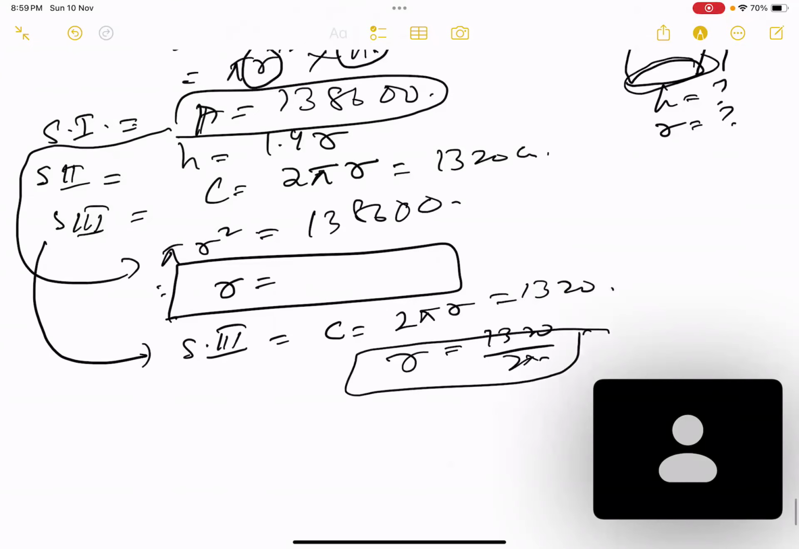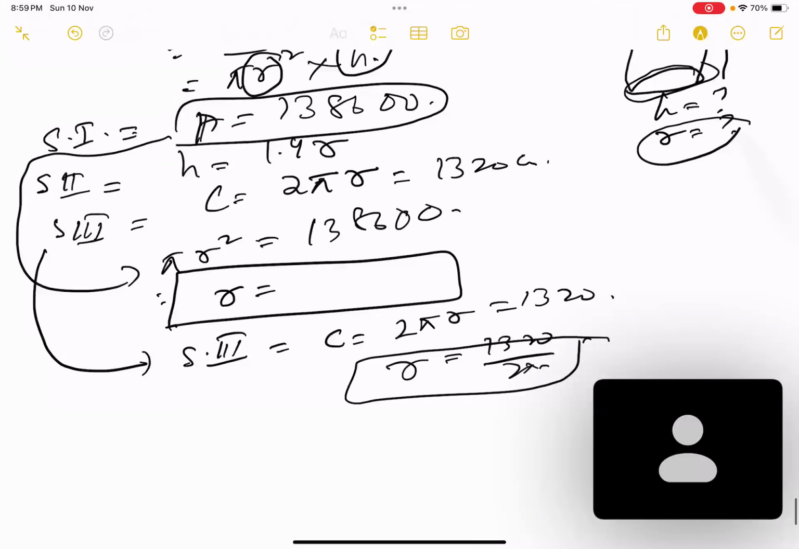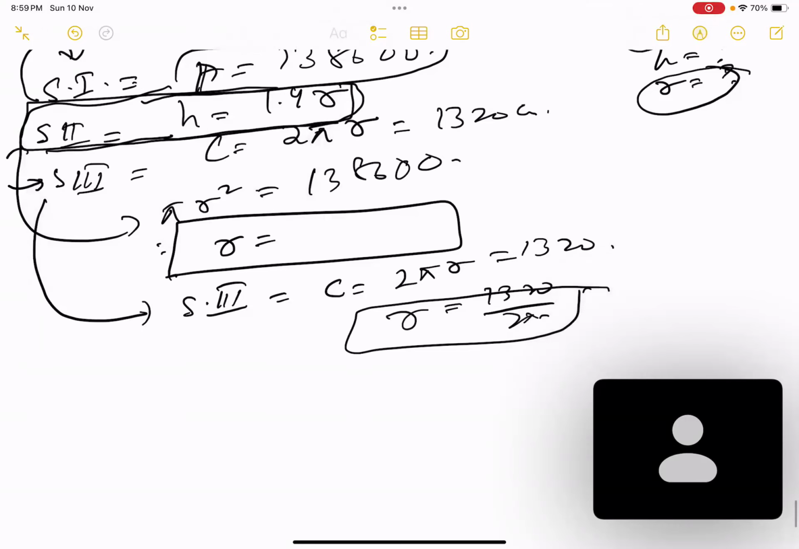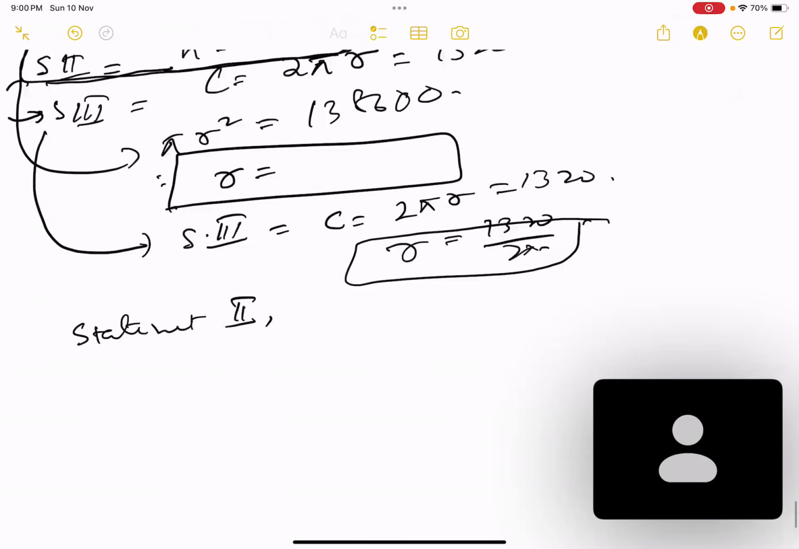Similarly, for height we need the statement 2 data, right? Which is height is 1.4 times r. So we need statement number 2. By any means, we require statement 2. And apart from statement 2, we require either statement 1 or statement 3. That's why the answer is option D.